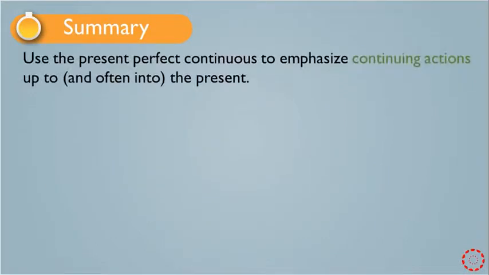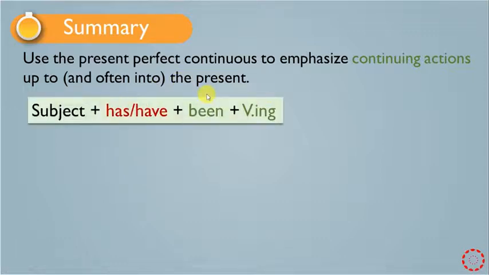The summary. We use the present perfect continuous to emphasize continuing actions up to and often into the present. This is the general rule of present perfect continuous. We have the subject, and then we have has or have after, and then we have been plus verb-ing.